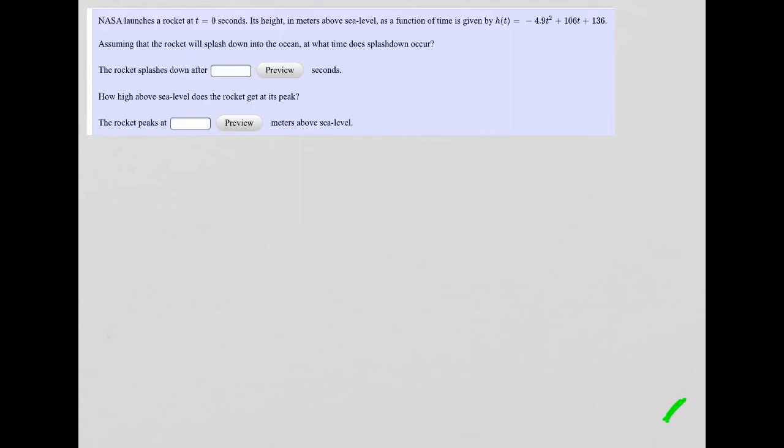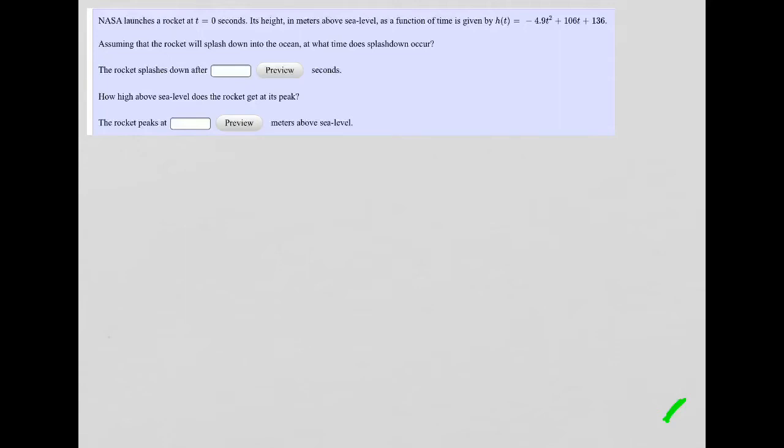In this example, NASA launches a rocket at t equals 0 seconds. Its height in meters above sea level as a function of time is given by h(t) equals negative 4.9t squared plus 106t plus 136. Assuming that the rocket will splash down into the ocean, at what time does the splashdown occur?